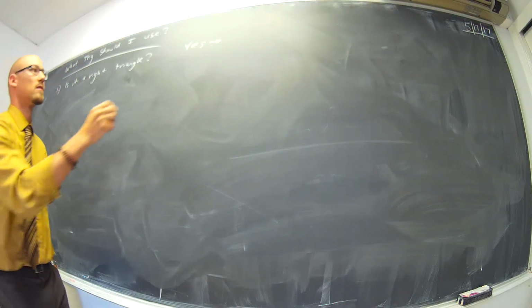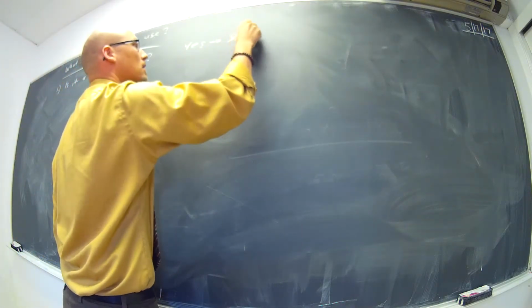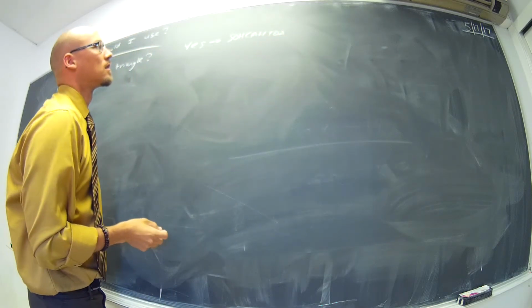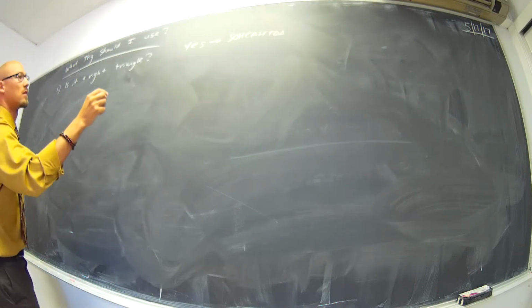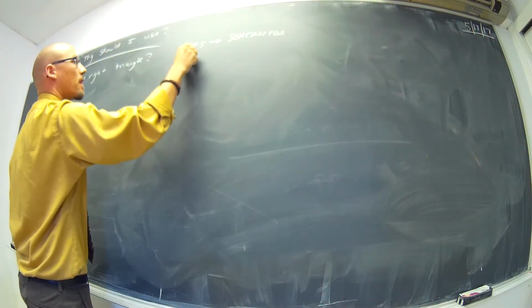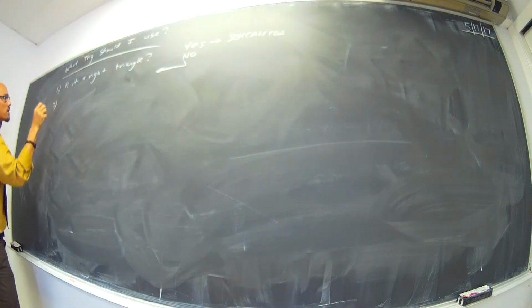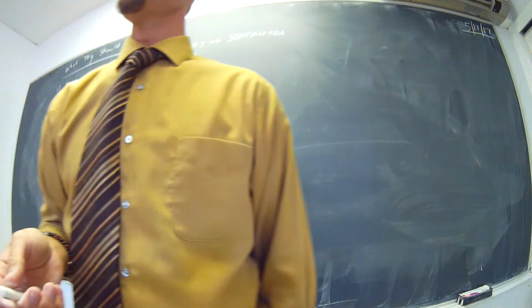SOHCAHTOA. If it is not a right triangle, then we'll go down to number 2 and say, do I have opposite stuff? Right, because that would be the law of sines, when you have opposite stuff.